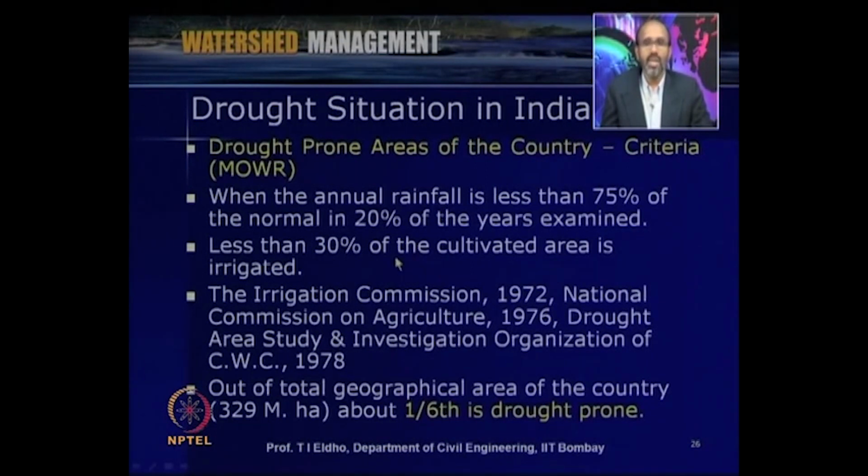Large and extensive studies throughout the country showed that out of the 329 million hectares of the area of the country, about 1/6 is drought prone, about 50 million hectares as far as India is concerned. This is as reported on the Ministry of Water Resources website. So we need a number of drought mitigation measures, as drought frequently occurs in many parts of the country.